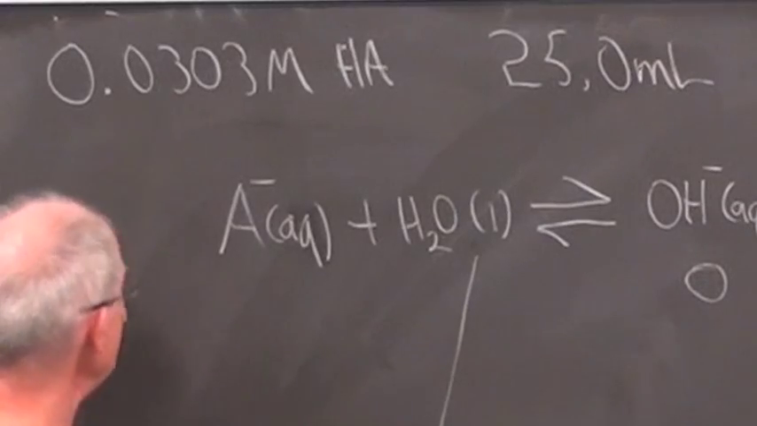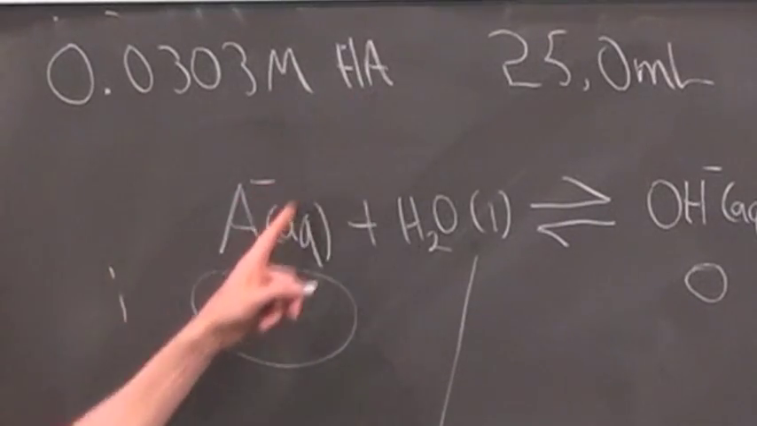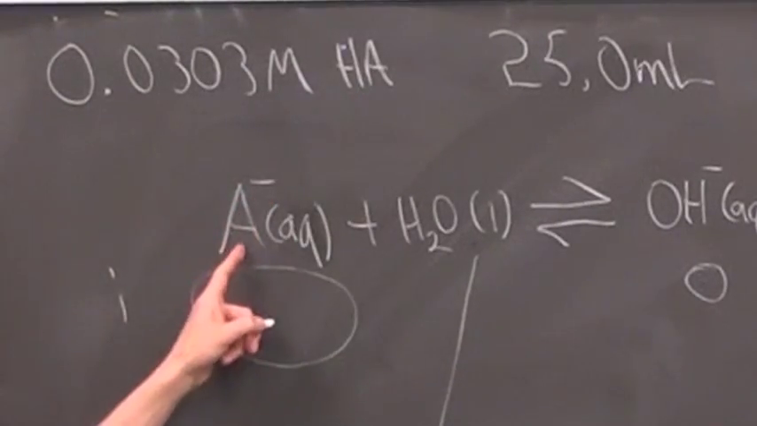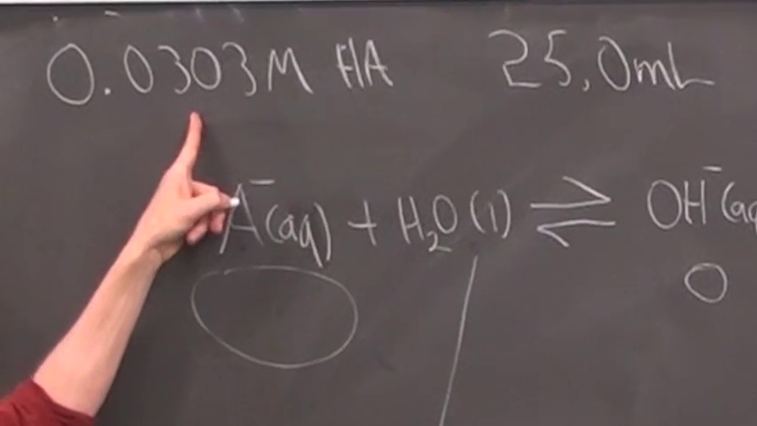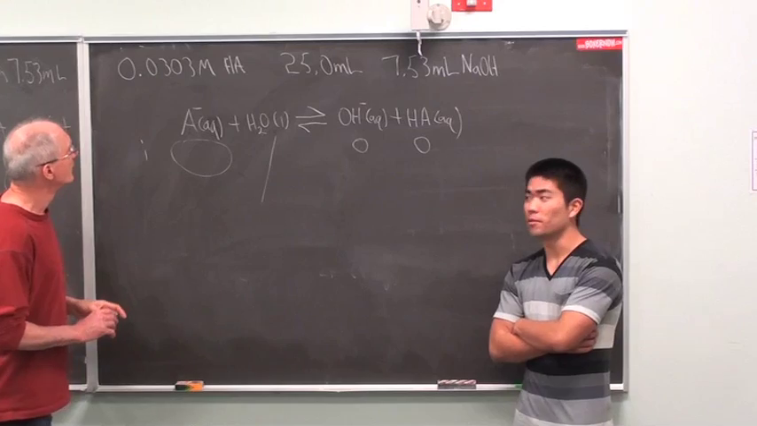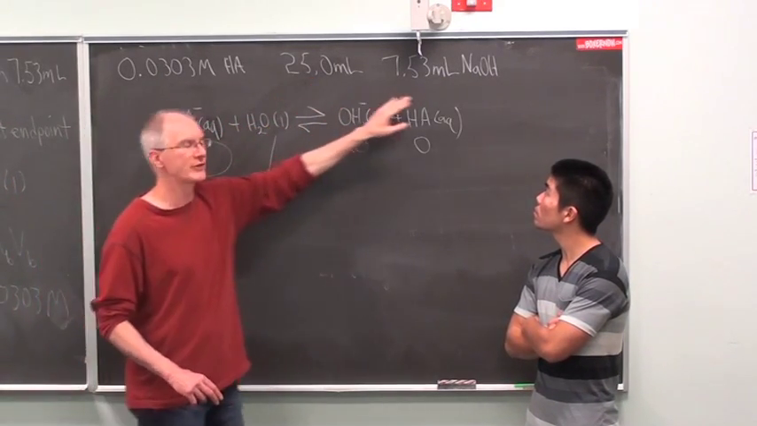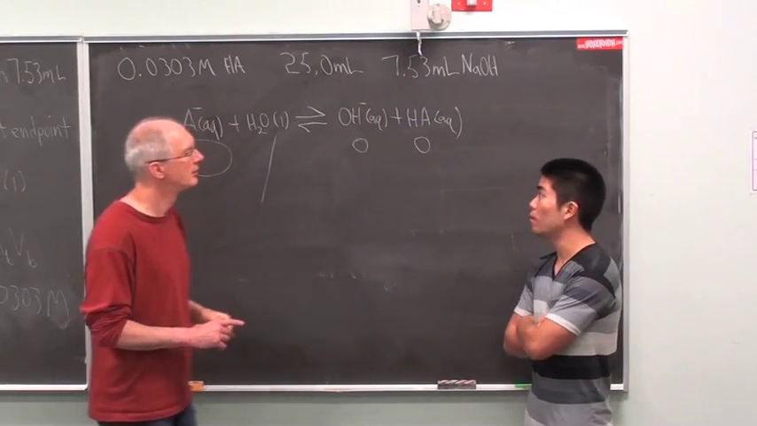And so the key is, what am I going to use for the concentration of A minus at the beginning of this? You might think that there's as much A minus as you started with. You might say it's 0.0303 molar. But you'd be wrong. You have the same number of moles, but guess what? The volume has changed.